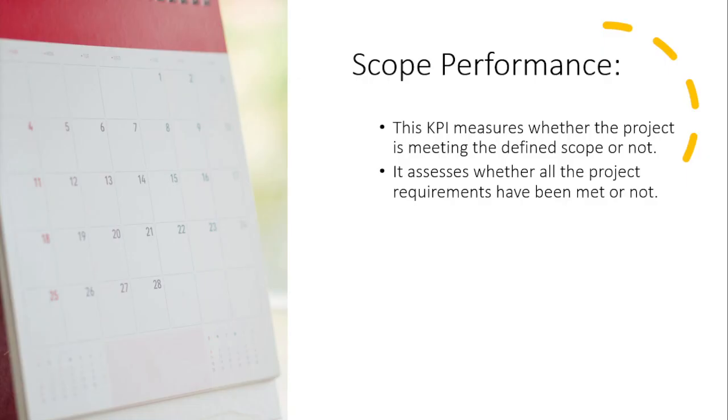Scope performance. This KPI measures whether the project is meeting the defined scope or not. It assesses whether all the project requirements have been met or not. There are ways you can do this. You can use your requirements traceability matrix. You can use your WBS. There are many ways you could creatively do this.